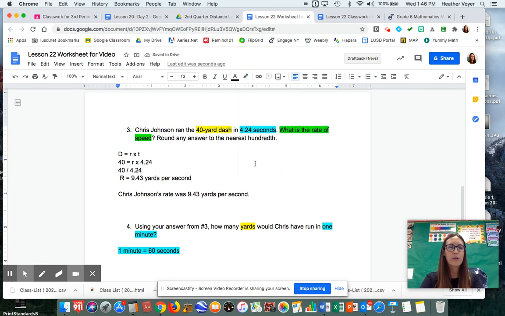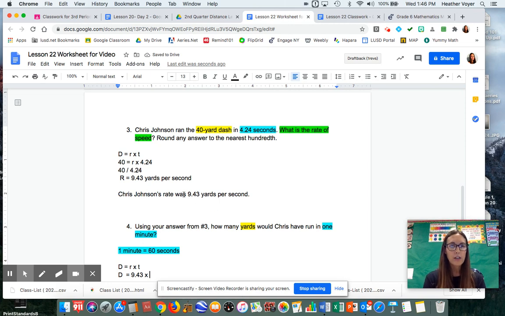All right, so we know, again, we're going to use the same equation. D is equal to R times T, or distance is equal to rate times T. And let's think, we are solving for how far he ran in 1 minute. So the distance is the unknown in this case. So I'm going to leave just D as D. But I know his rate from my previous problem. So his rate, again, was 9 and 43 hundredths yards per second. So that was his rate. So I'm going to put 9 and 43 hundredths times, and then I think, okay, well, 1 minute.